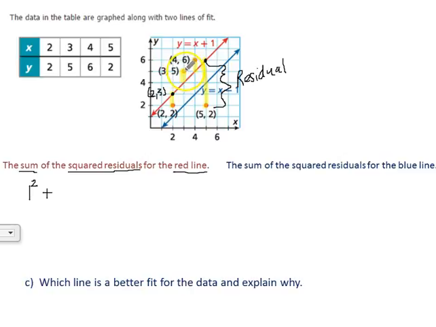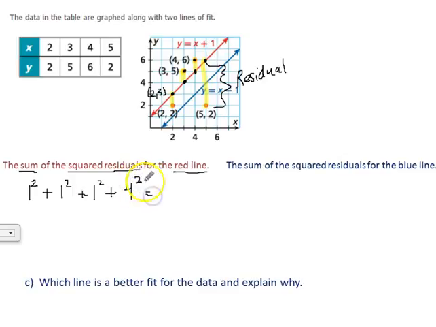So then I'm going to look at my next point. My next point is at 3, 5, and then the point where it falls on the actual red line looks like it's 1 unit away as well. So I'm going to do 1 squared. And then I'm going to do the next from my next point. The point was at 4, 6, and then the actual point on my line of best fit looks like it's at like 4, 5. So it's 1 unit apart again. So I'm going to do 1 squared because we square the residuals. And then my last point is at 5, 2, and let's count 1, 2, 3. It's 4 units away from the red line.